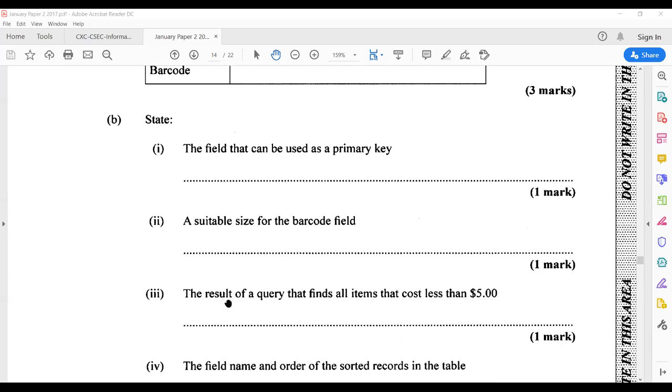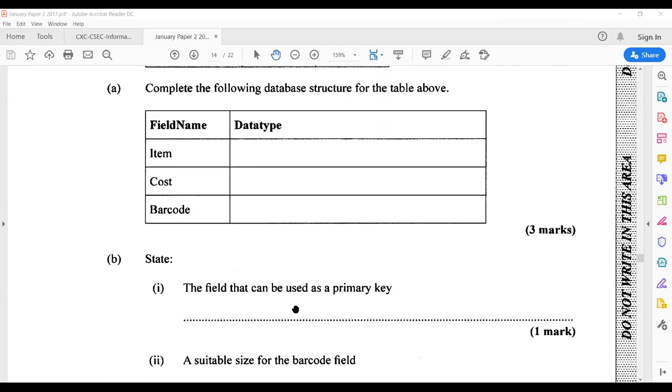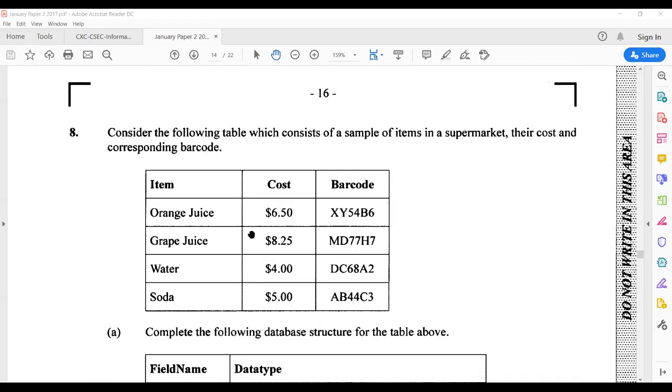If you pay attention to the question, the result of a query that finds all items that cost less than $5. So they don't want to know the number. They want to know the items that will be returned. So you have to put water to get the answer. Now, the last part of that question, the field name and order of the sorted records in the table. So they want to know what field is used to sort the records in this table. They're telling us it's sorted in some way. And what is the order in which it's sorted.